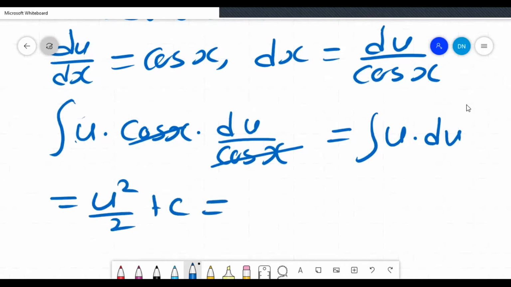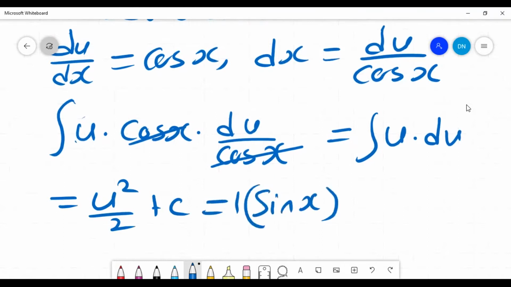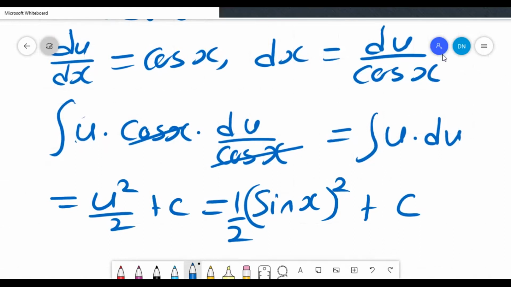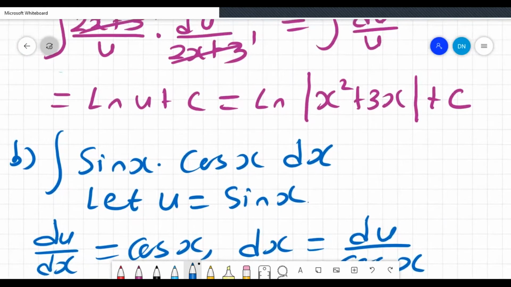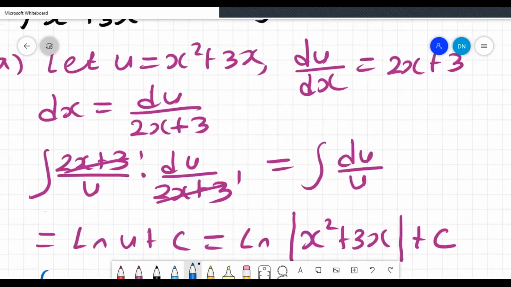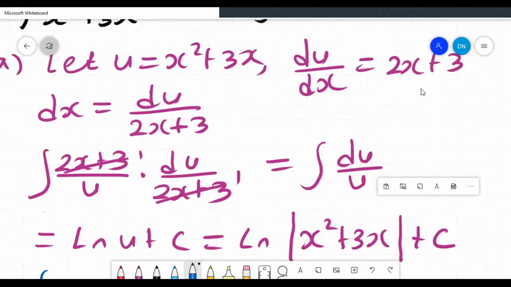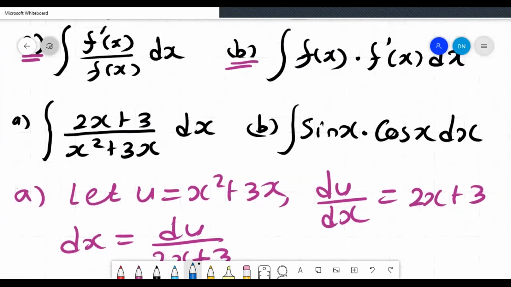And I know that u is sine x, so I can write it as a half sine squared x, that is, sine x squared, plus c. And that definitely gives us the solution to the two integrals. So you can review that and you realize that it's very easy to integrate equations of this form that you have looked at today. And thank you for watching this video, and I hope you've enjoyed it.